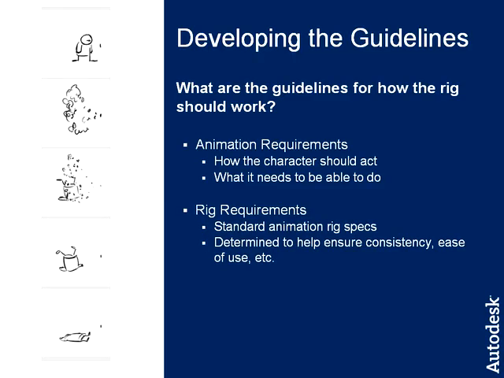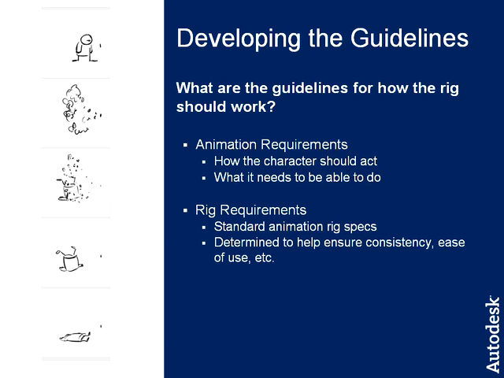So here's some of the developing guidelines that'll help make you the animator's best friend ever. And by ever I mean ever. You know, total BFF. The animation requirements. You need to analyze how the character should act and what it needs to be able to do. These are animation requirements. These are things like, does the dragon need to fly? Does the slug need to be able to use its tail to propel itself, or is it just going to slowly kind of slither along?